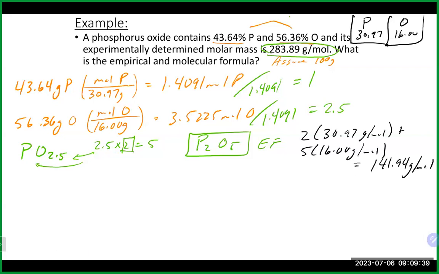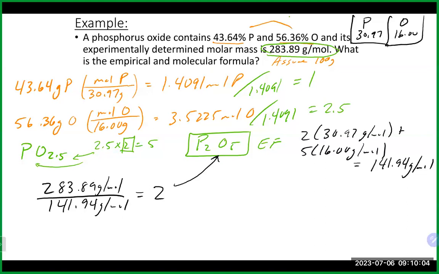So we're going to take the molar mass of the compound, which was given to us, 283.89. We're going to divide it by the molar mass of our empirical formula of 141.94. And in this case here, 283.89 divided by 141.94 gets us basically a factor of 2. So that 2 is what we're going to multiply the empirical formula by to get to the molecular formula. So if you do that, that looks like a P4O10 situation happening there as our molecular formula. Any questions on any of those steps there?